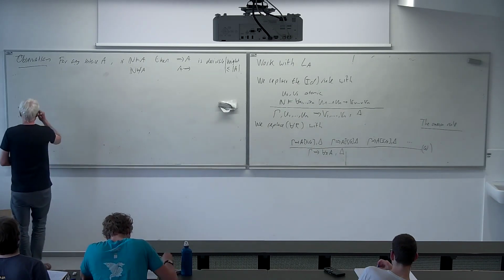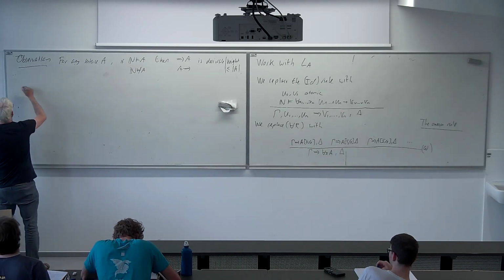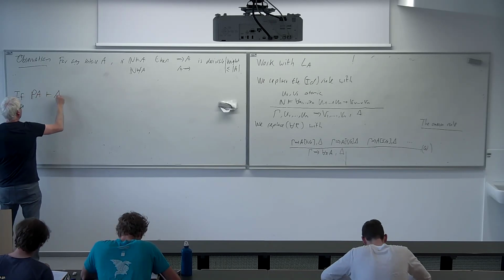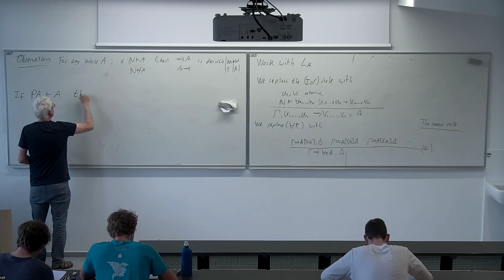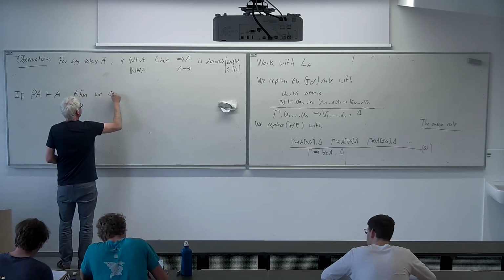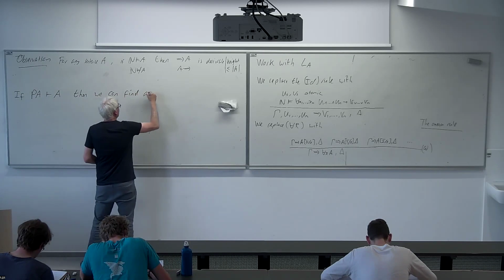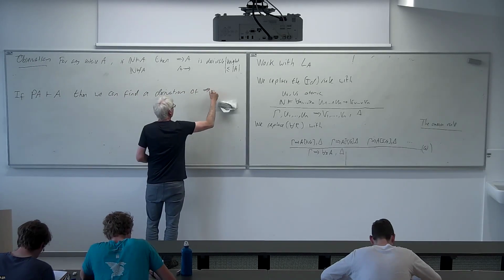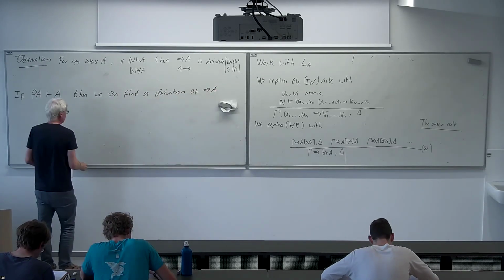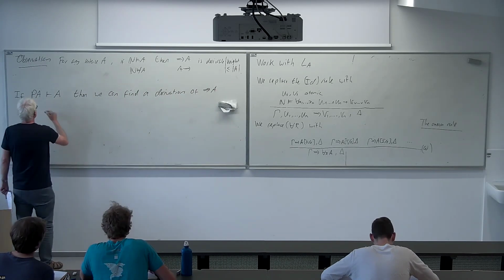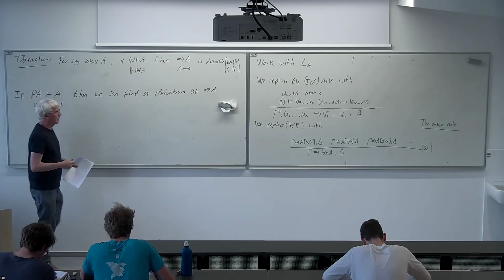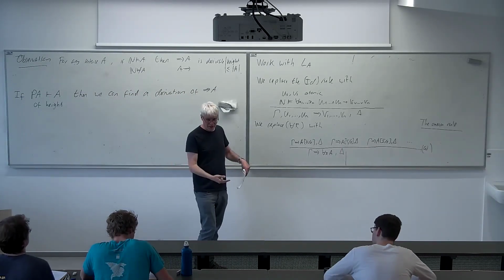So the two things are: if PA proves A, then we can find a derivation of a sequent with A on the right with a nice pattern to it of height. Well, actually, we can always get away with, we don't have to go very high.